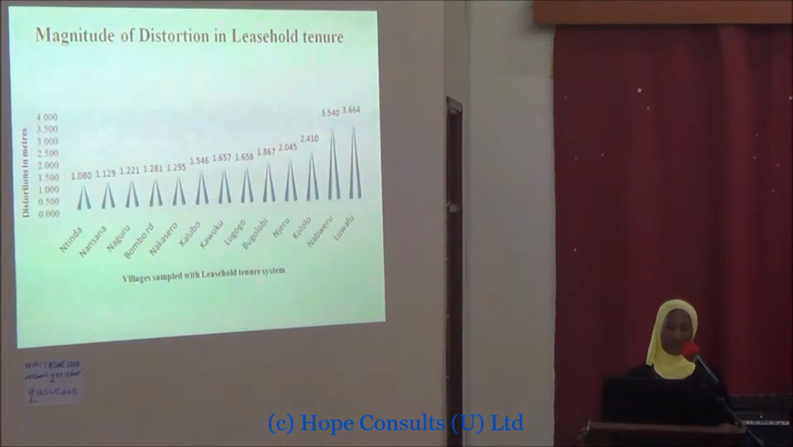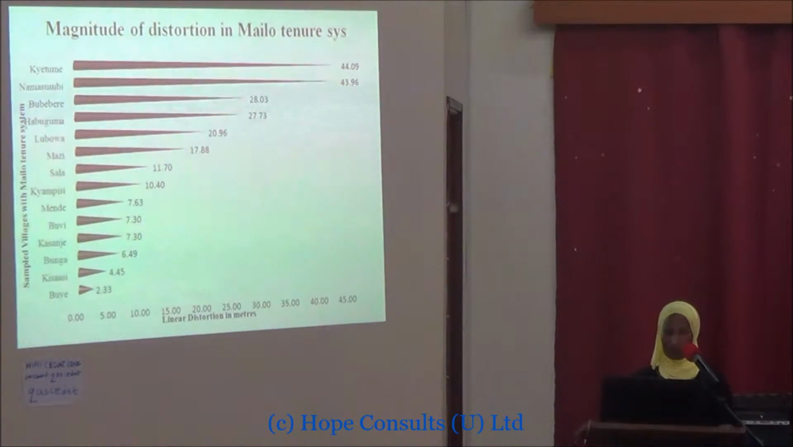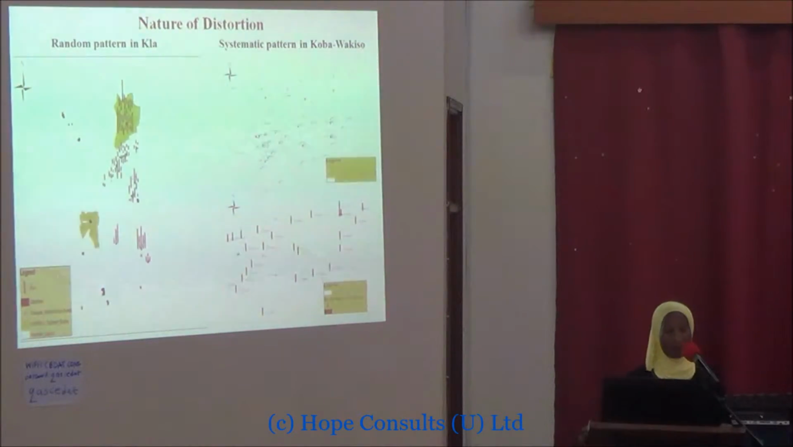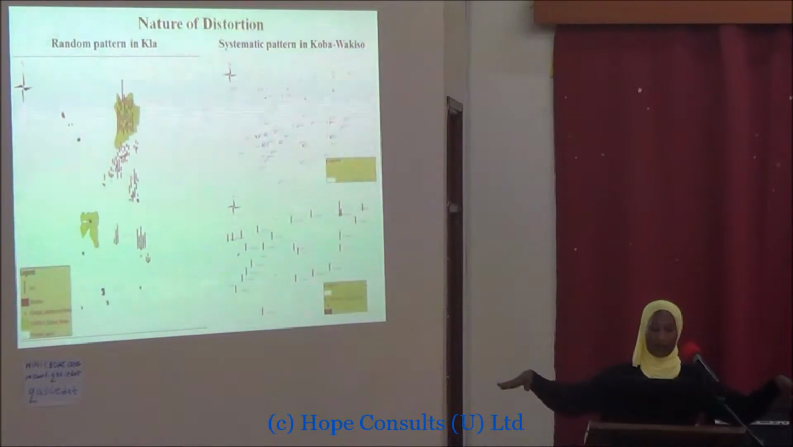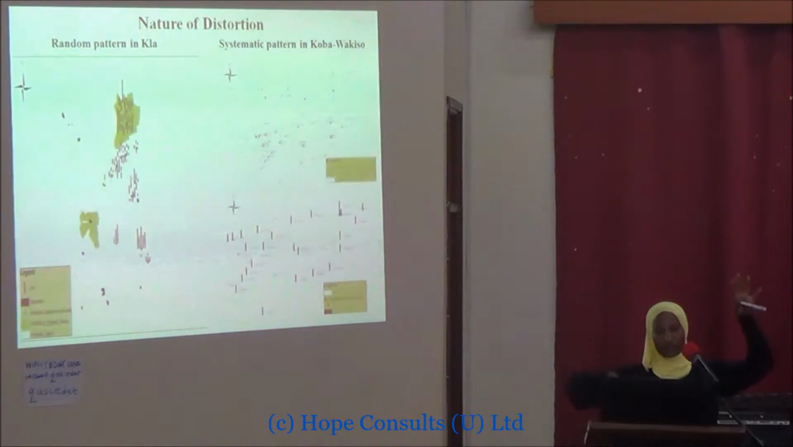My second objective was to relate the distortion to the tenure system, and this is a distortion based on the tenure system that is called, and it has a scale of 1 to 4 meters. Then Milo had the biggest distortion of from 0 to 45 meters. And the nature of distortion was mainly random, because from the previous slide you have seen that we do not have a linear spread. Different places have got different distortions.